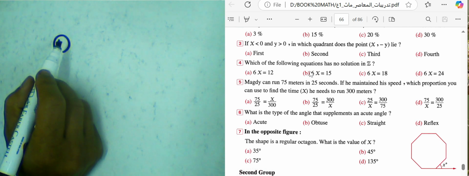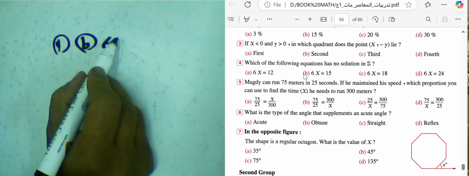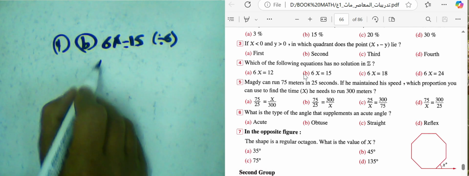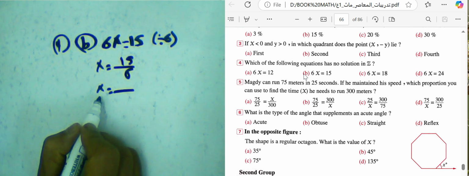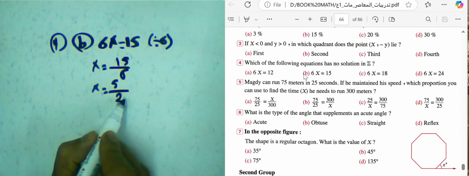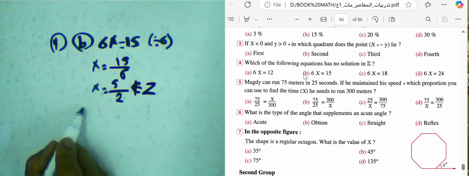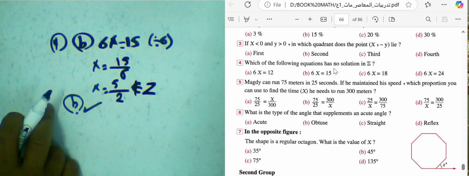Question number 4. Which of the following equations has no solution in Z? We have here letter B, 6x equals 15. To solve this equation, we must divide by 6. Then the value of x equals 15 over 6. You can simplify it by dividing the numerator and denominator by 3, which will be 5 over 2. Not belonging to Z. So we must choose letter B, because the question asked about no solution in Z.